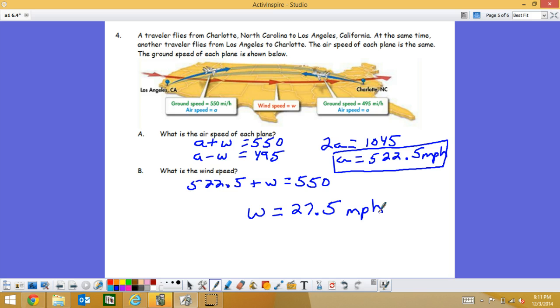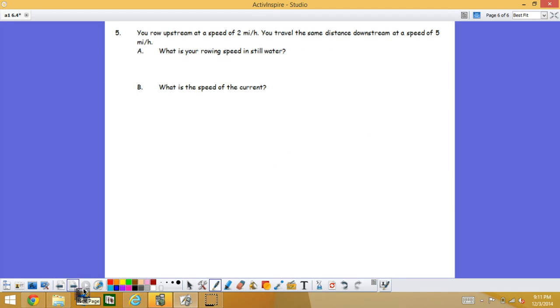Now, the last one is upstream and downstream, as promised. You row upstream at a speed of 2 miles an hour and the same distance downstream at a speed of 5 miles per hour. So going upstream, let's say you're in a boat, the current hurts you, slows you down. That's why we subtract the C. Going downstream, the current is pushing you, so it's speeding you up.